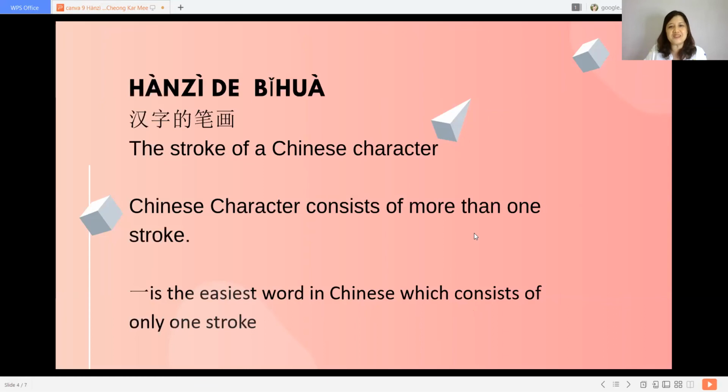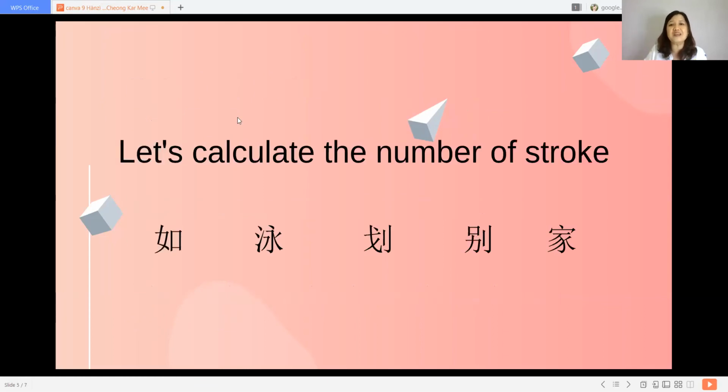Okay, let's practice this one. Let's calculate the number of strokes. Assume you don't know how to pronounce all these words, but we try to calculate the number of strokes of each character. We try to use the whiteboard. For example, word number 1 is this, right? Let's calculate how many strokes this one has.